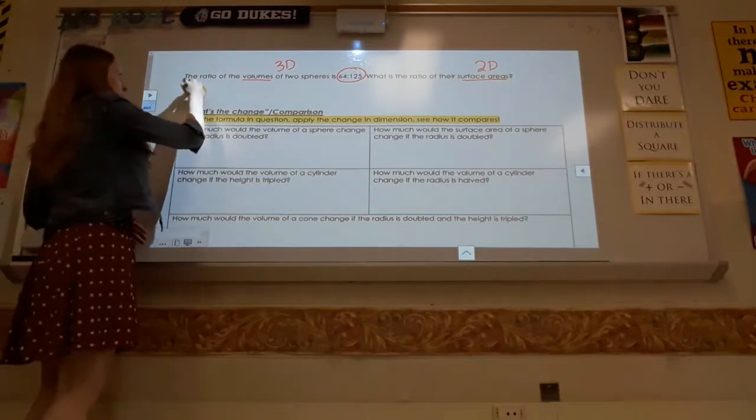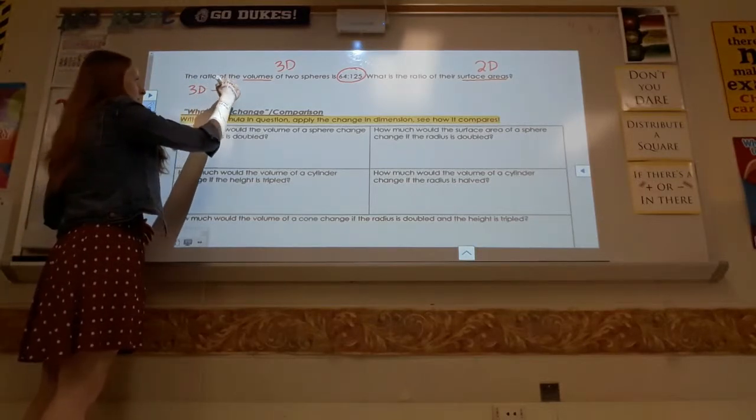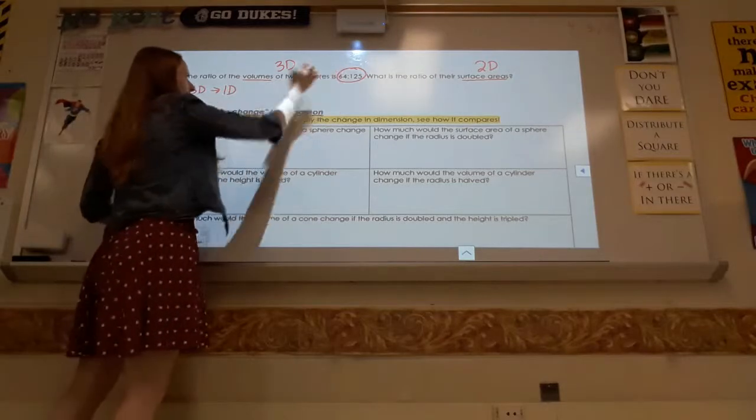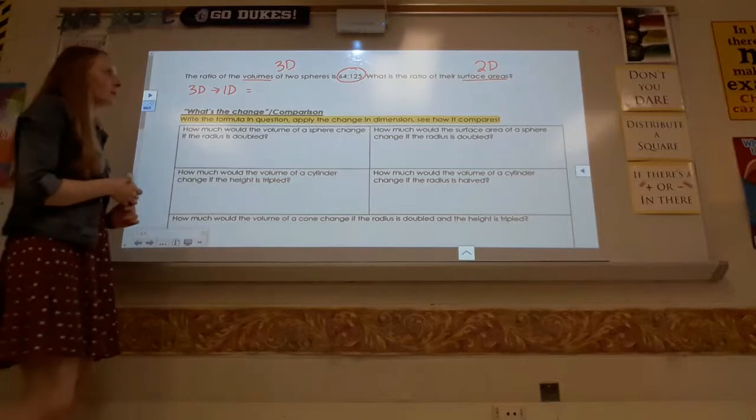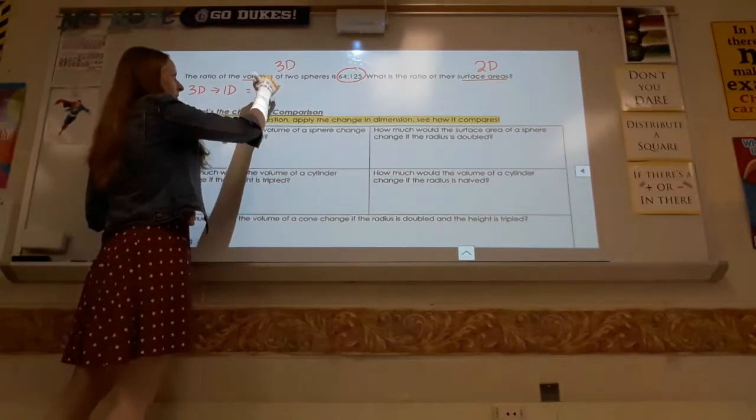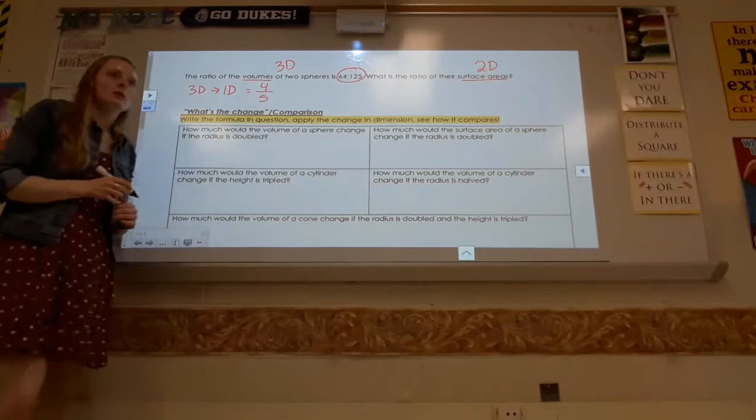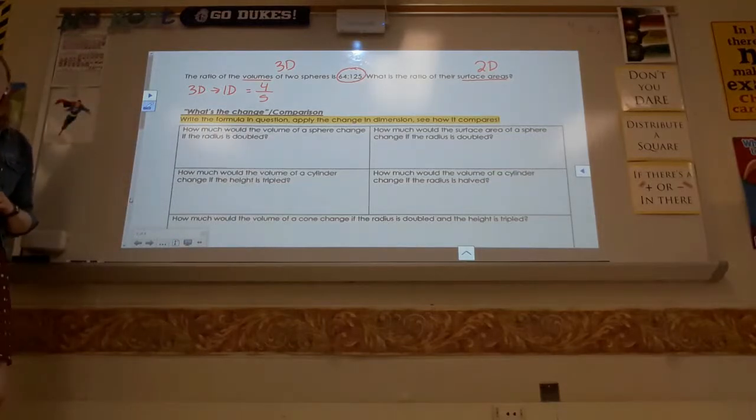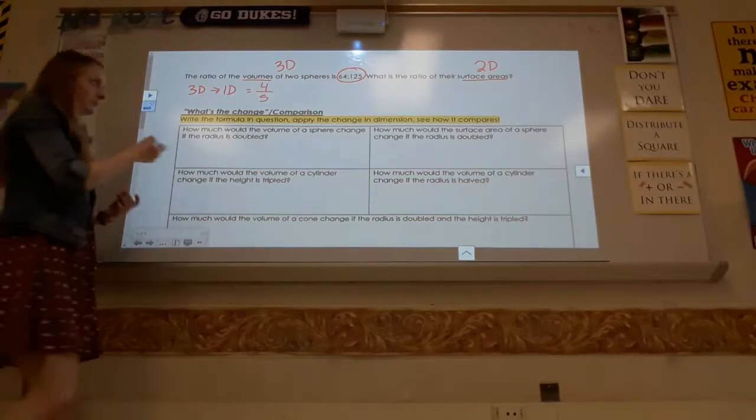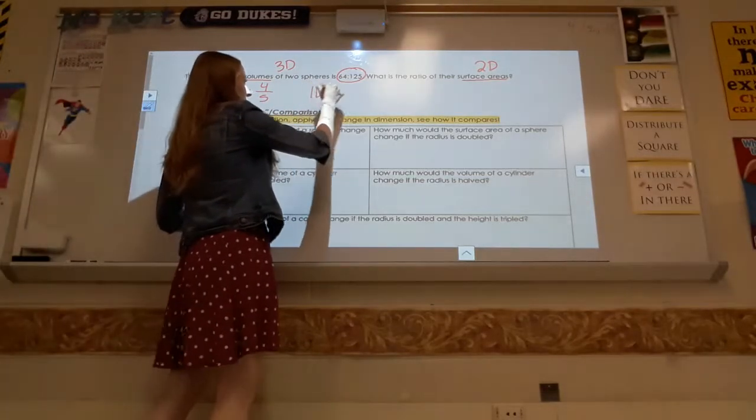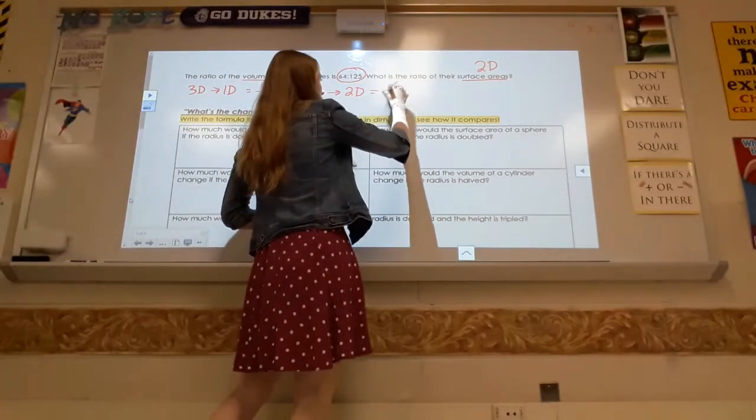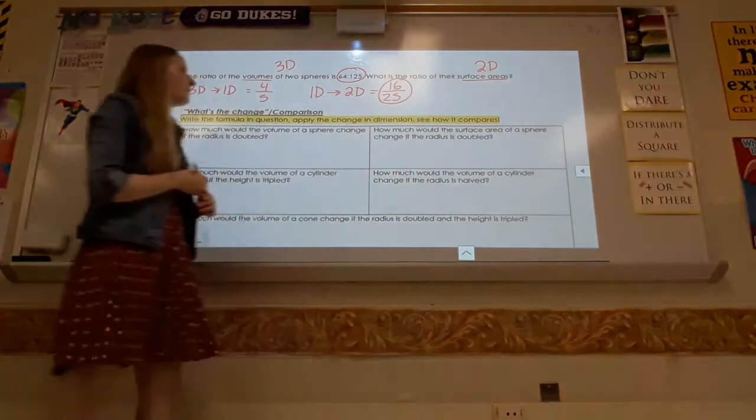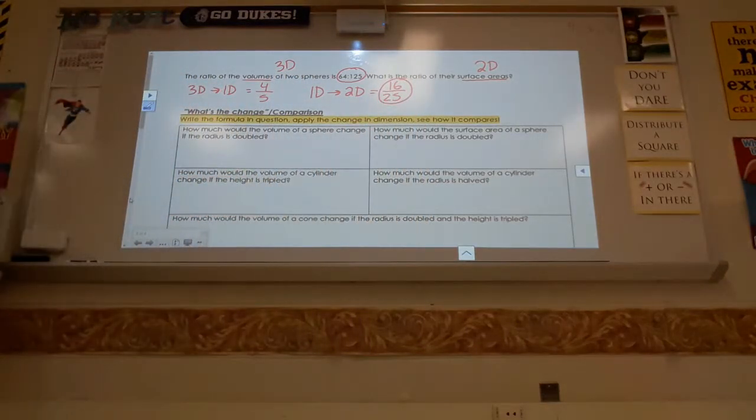So let's go to the first dimension. So 3D to 1D, you're going to take the cube root of that. The cube root of 64 is 4, and the cube root of 125 is 5. So we're in the first dimension. We need to go up to the second dimension now, so we would then square those. That would be your final answer.